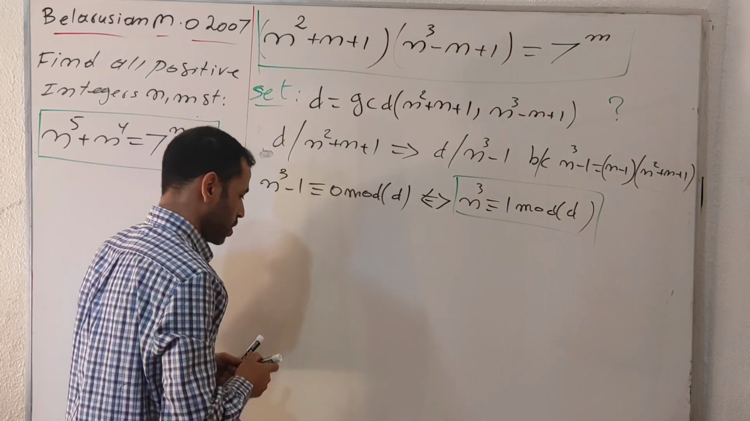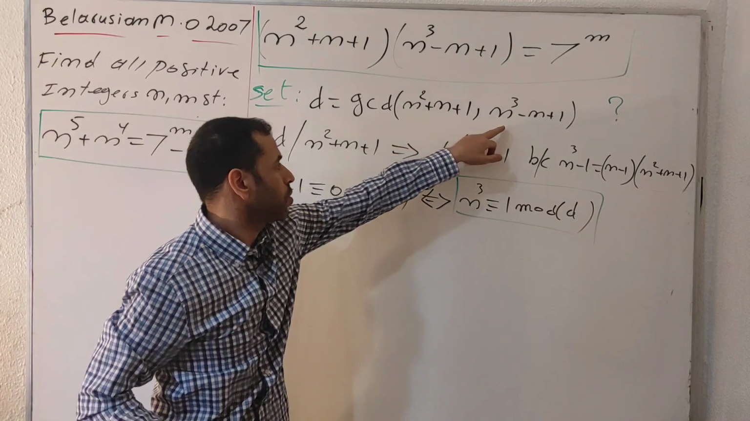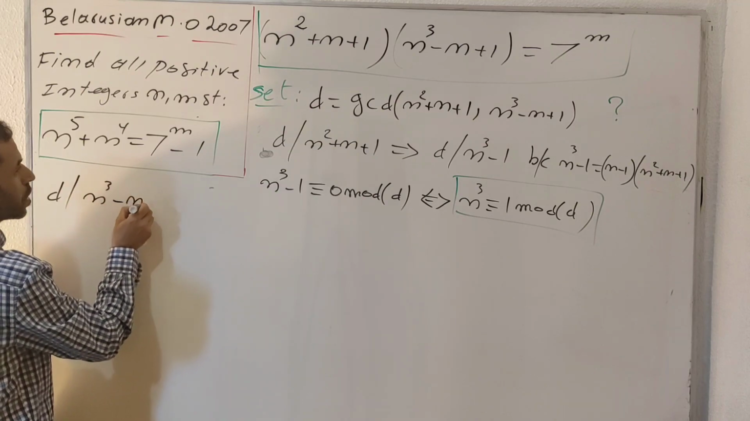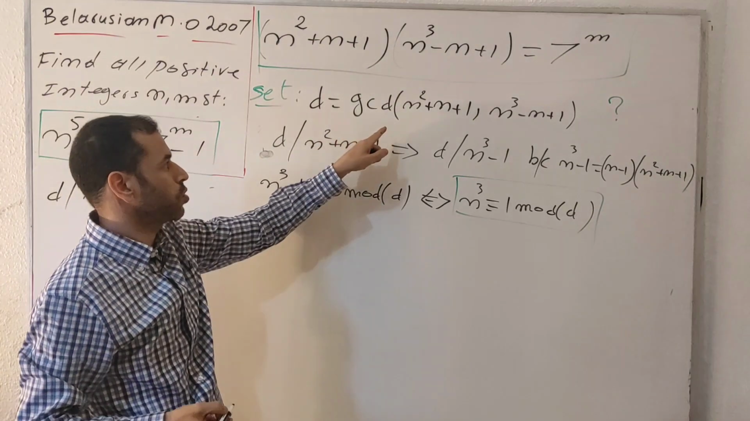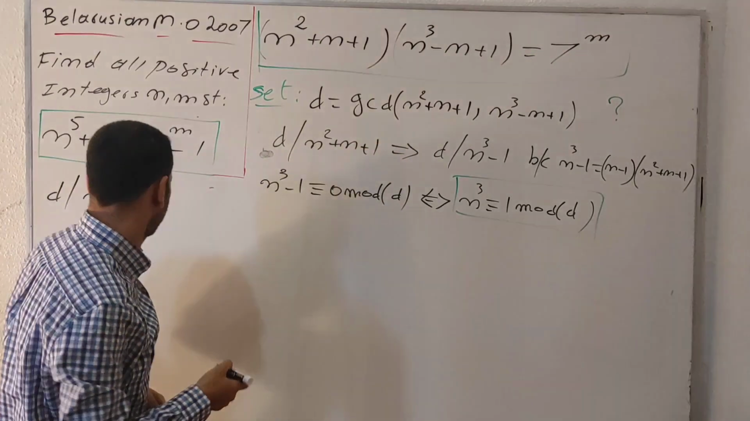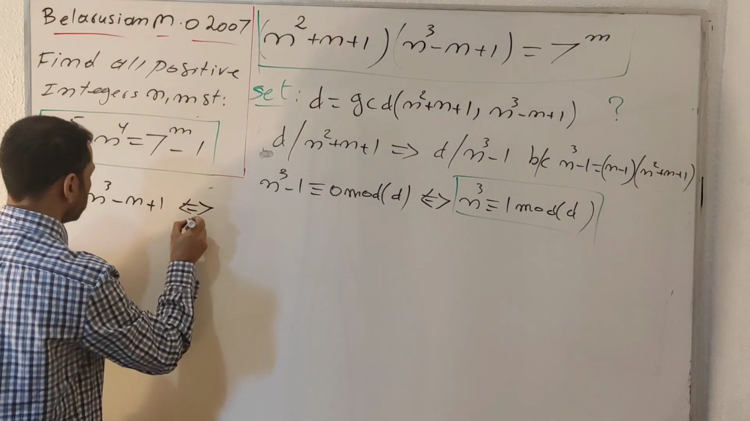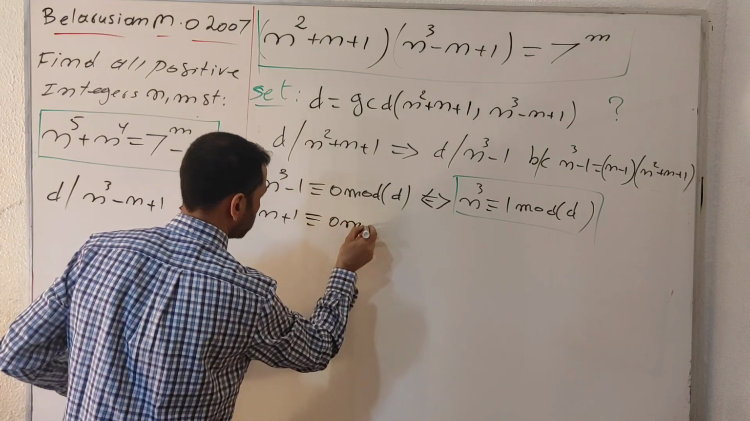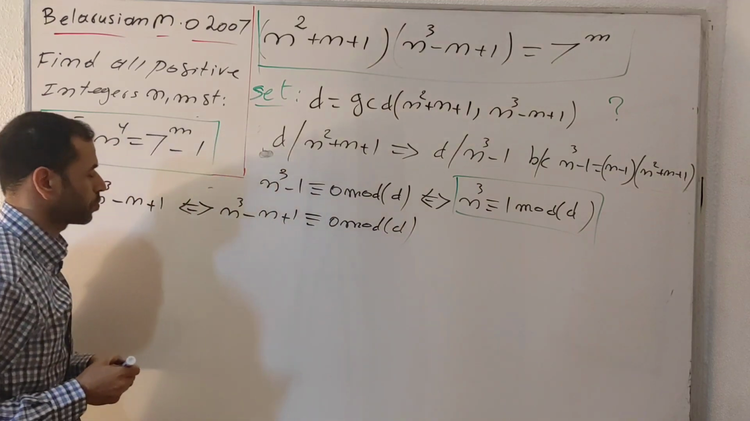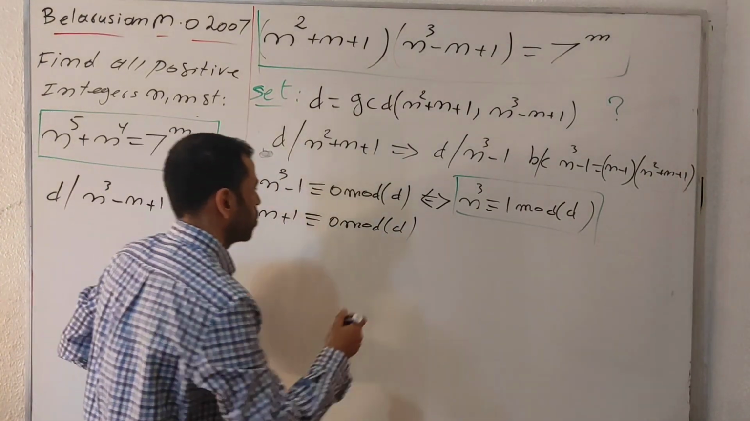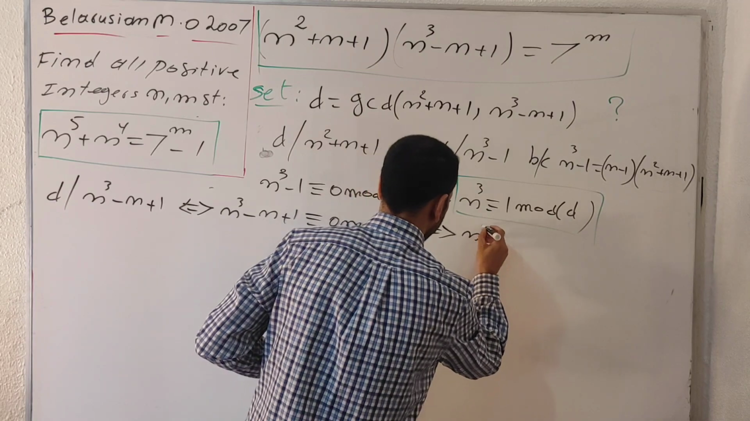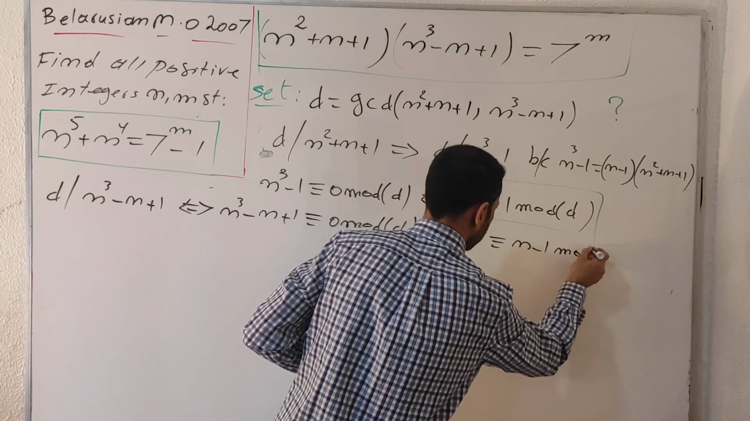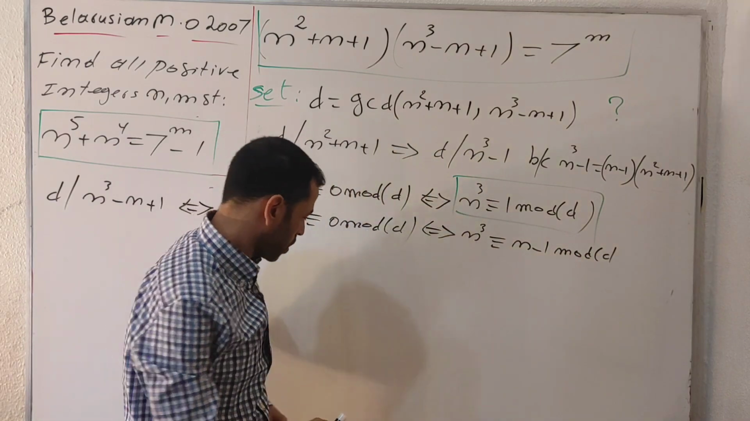I'm going to look for the second statement. I'm going to use this side now. We know D divides n cubed minus n plus 1, because they have a common GCD. So according to the divisibility statement, n cubed minus n plus 1 is congruent to 0 mod D. By taking minus n plus 1 to the right, I will get n cubed is congruent to n minus 1 mod D.